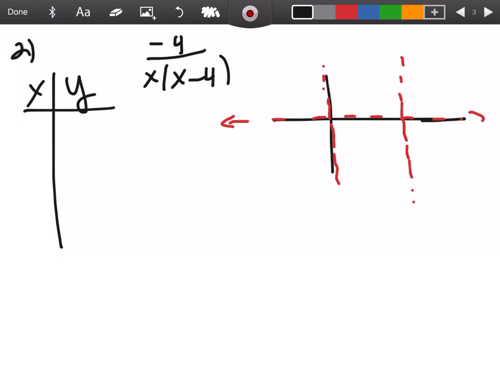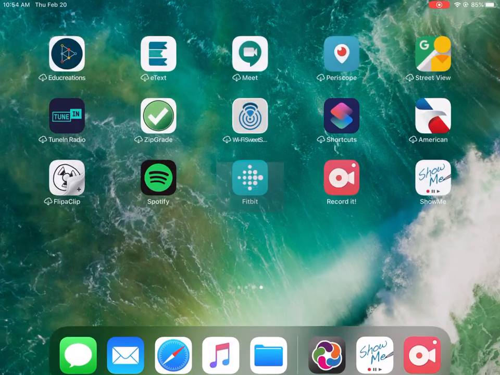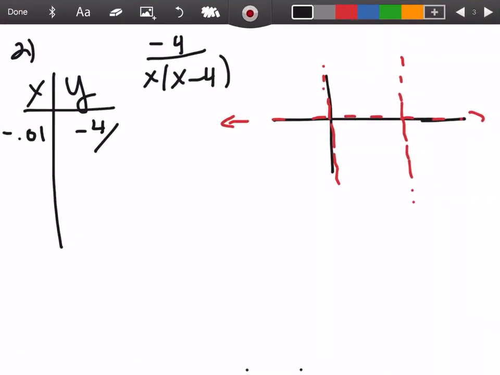So when x is just a little to the left of 0, let's say it's -0.01, something like that, what's going to happen? On the top, I'm going to have a -4. That's going to stay the same. And the bottom, I'm going to have a negative. What did I do? I must have hit something. Give me back. There.